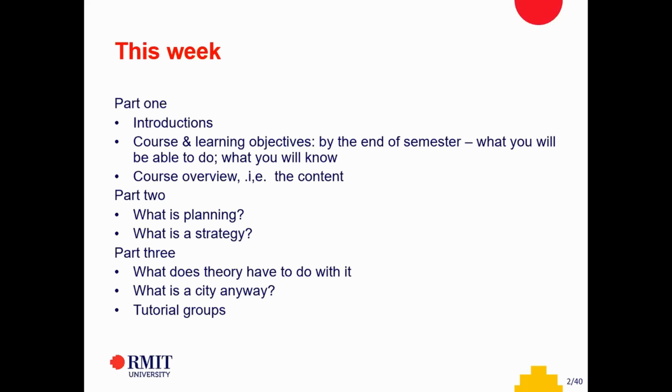Then in part 3, we actually go a bit intellectual and we start asking questions about theory, and we'll see how important it is to have a pretty good understanding, even at this early stage, of the relationship between theory and practice and theory and strategic planning. We also ask another very fundamental question, which is, well, what is a city anyway, and what has strategic planning got to do with it? And then finally, at the end of part 3 of the first lecture, we'll talk about the tutorial groups, which will be meeting up on Wednesday.